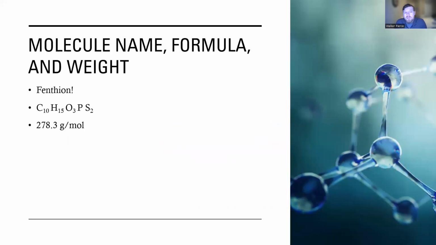So the molecule I'm doing today is Fenthion, and its molecular formula is C10H15O3P. So it has 10 carbons, 15 hydrogens, 3 oxygens, phosphorus, and 2 sulfurs. Its molecular weight is 278.3 grams per mole.